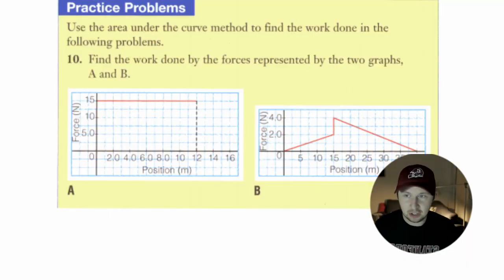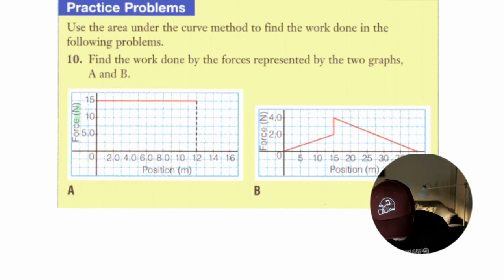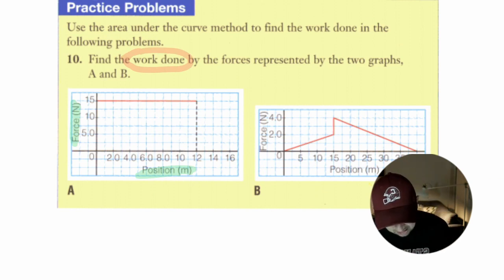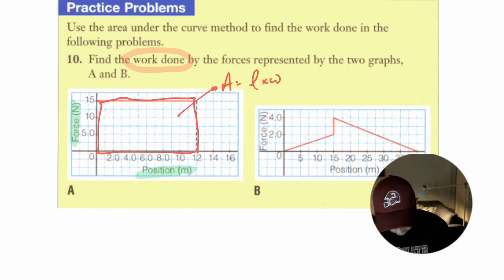So let's take a look at this first one, this A here. We have a graph that shows on the y-axis our force in newtons and our position, delta D, in meters. That's great. That's exactly what we want. The question asks for the amount of work done by the forces represented in the two graphs. So this one's really easy. We know that the area of this rectangle is equal to our length times our width. So all we're going to do on this guy is say work is equal to force times our change in distance, or our change in position. And so we go ahead and we multiply.